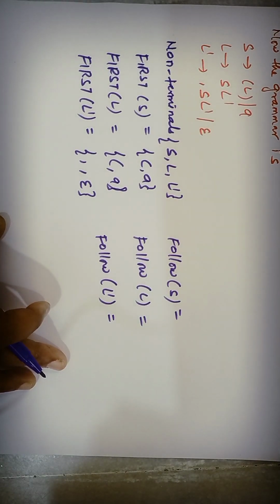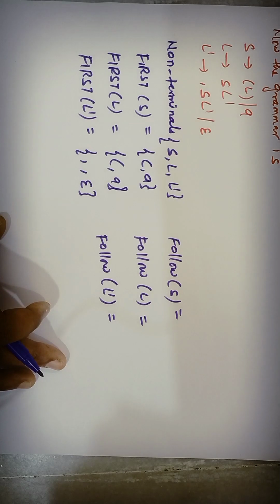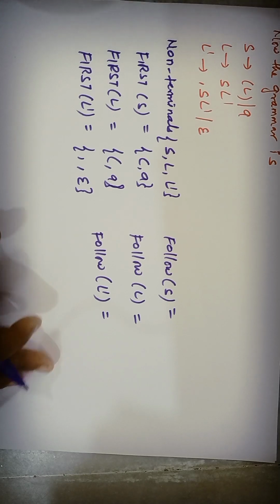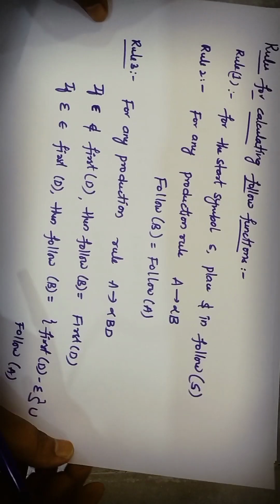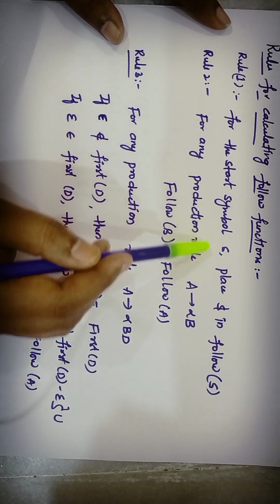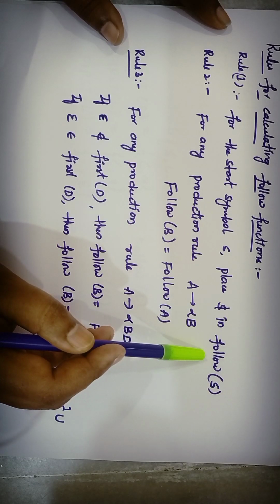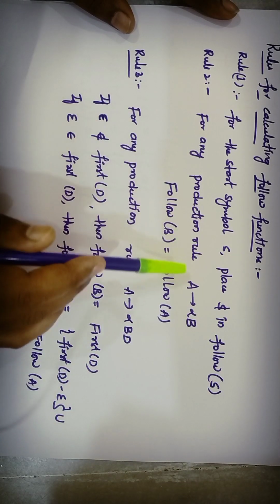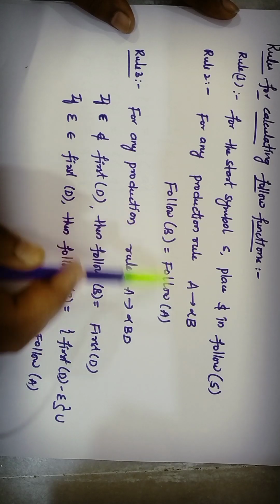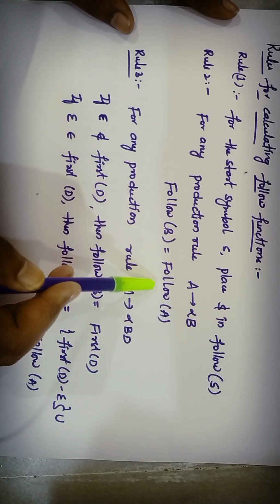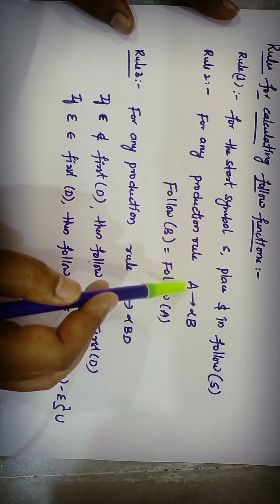For calculating follow, we have many rules, and these rules we have already discussed, but here we are going to see them in short. These are the rules for calculating the follow functions. Rule 1: for the starting symbol S, place dollar in follow. If the symbol is a non-terminal and it is the starting symbol, the follow of S becomes dollar. Rule 2: for any production of the form A tends to alpha B, where after B we don't have any other symbols, the follow of B becomes the follow of A.